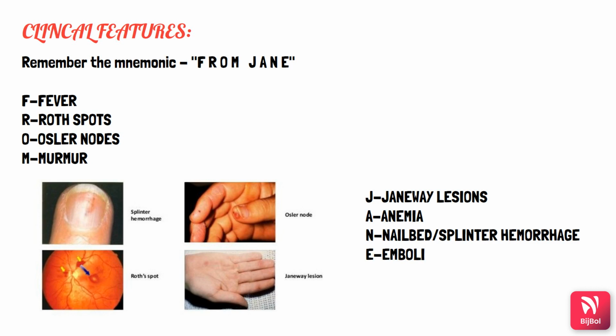A stands for anemia. N stands for nail bed or splinter hemorrhages, which are subungual dark red streaks seen in endocarditis, commonly after trauma. E stands for emboli.